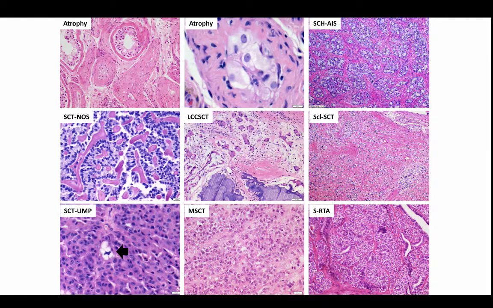So just showing an example of all of the different lesions. Atrophic tubules without germ cells and a fibrotic burnt out background. Sertoli cell hyperplasia arising in androgen insensitivity syndrome. Sertoli cell tumor, large cell calcifying, sclerosing Sertoli cell tumor, Sertoli cell tumor with uncertain malignant potential, malignant Sertoli cell tumor, and a Sertoliform rete testis adenoma.